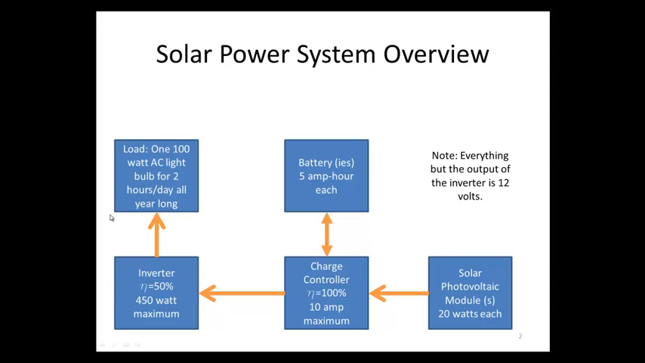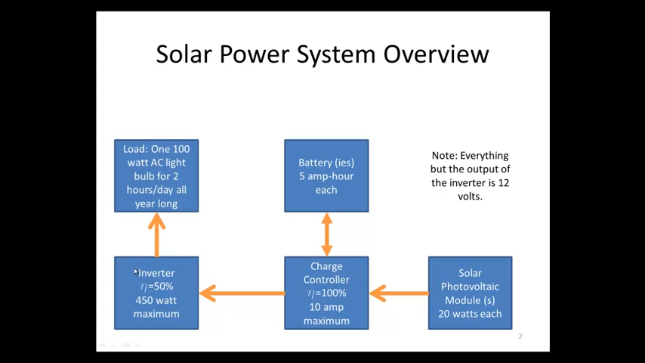So the load is something like a light bulb or a fridge or anything that uses electricity. So you can think about anything you plug in your house. In this case, it's going to be plugged into the solar power system to be powered. So right now we're going to be using, in this example, a 100 watt AC light bulb. And we're going to be using it for 2 hours a day all year long.